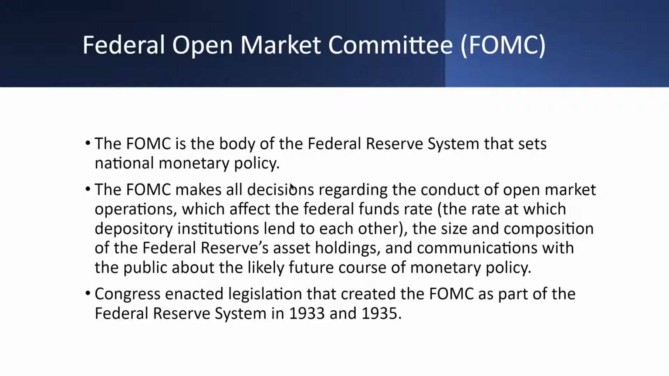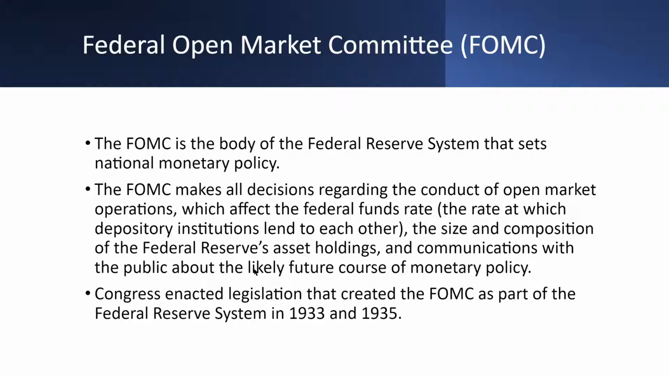So the FOMC makes all of the decisions regarding the conduct of what's called the open market operations. And this affects the federal funds rate, which is the rate at which banks lend money to each other. And then also the size and the composition of the Federal Reserve's asset holdings, like how much money it is going to have in bonds, how much in stocks, how much in gold bars. And then also communication with the public about the likely future course of monetary policy.